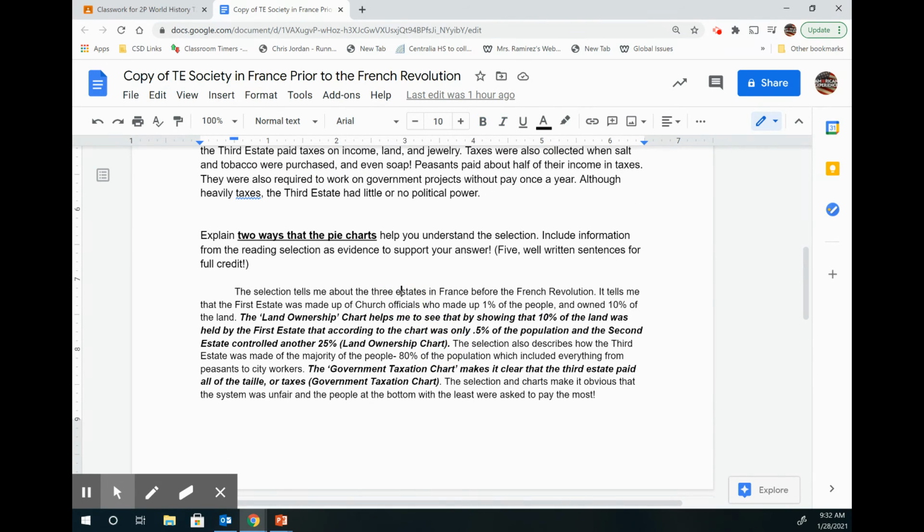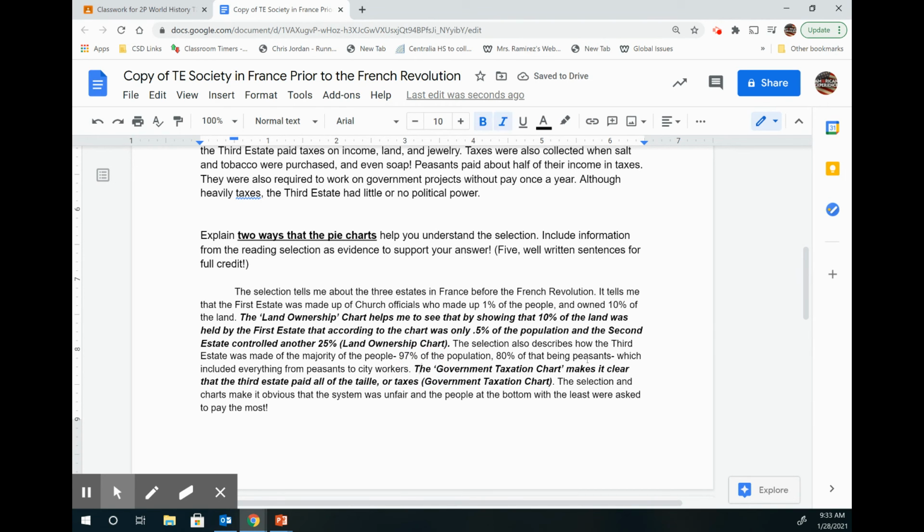So now I have text information and I have chart information, and now I just need to repeat that process again. The selection also describes how the third estate was made up of the majority of the people, 80% of the population, which included everything from peasants to city workers. And actually, that's a mistake, right? 97% of the population, 80% of that being peasants, which included everything from peasants to city workers.